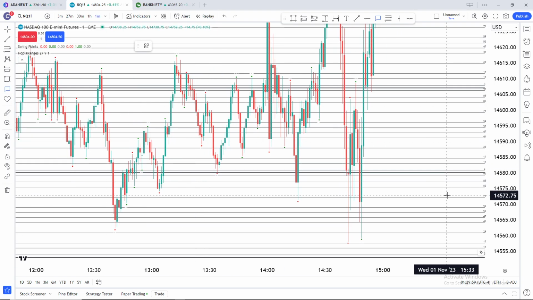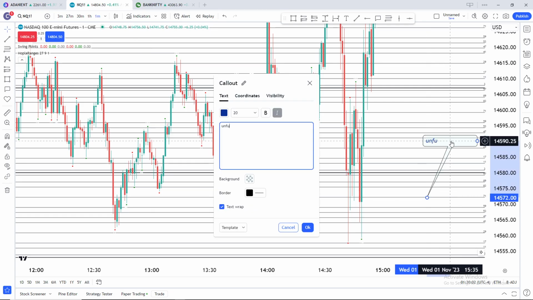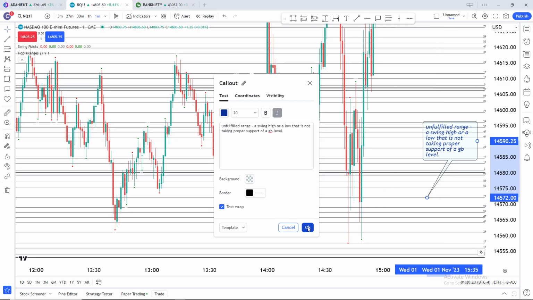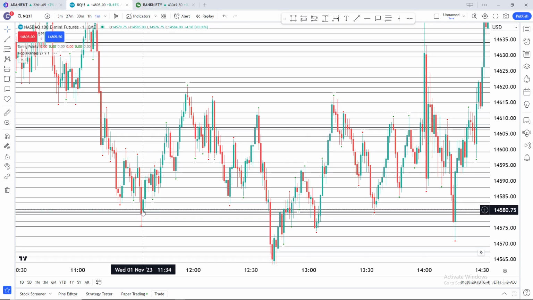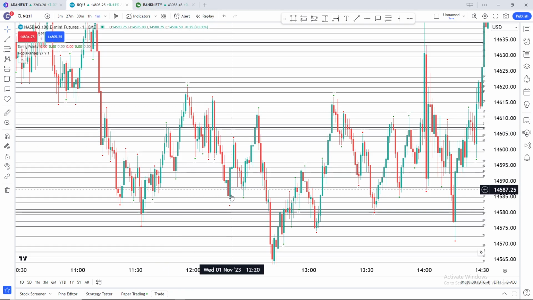So first of all, we need to find an unfulfilled range. What it means in simple language is a swing high or a low that is not taking a proper support of a GB level. If you just look at every swing here, you can see this swing is taking support of a GB level. All these swings are touching the GB levels and getting rejected from there, getting support, getting support, getting support.